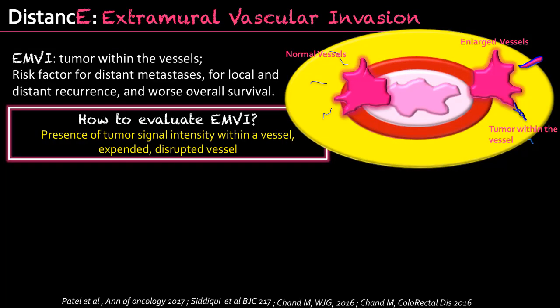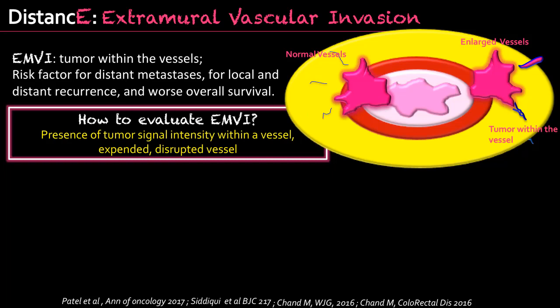Let's finish with the extramural vascular invasion. This is a new parameter, and it's basically tumor within the vessel. It's a very high risk factor for distant metastasis, for local and distant recurrence, and worse overall survival. At our institution, when we see extramural vascular invasion on MRI for the rectum, the patient gets a liver MRI in addition to the CT in order to detect small liver metastases.